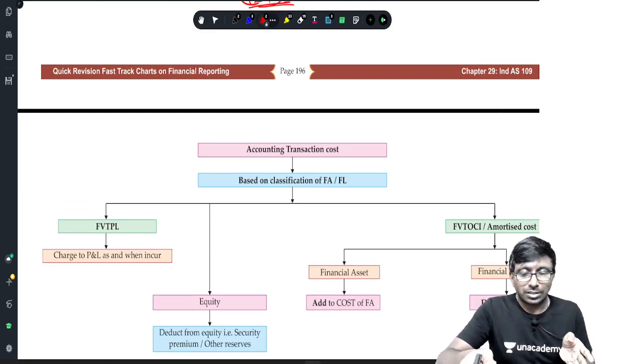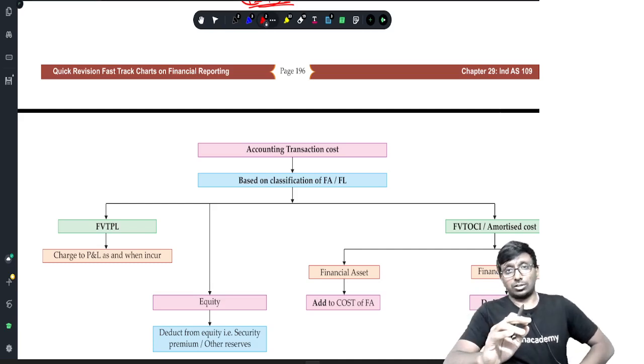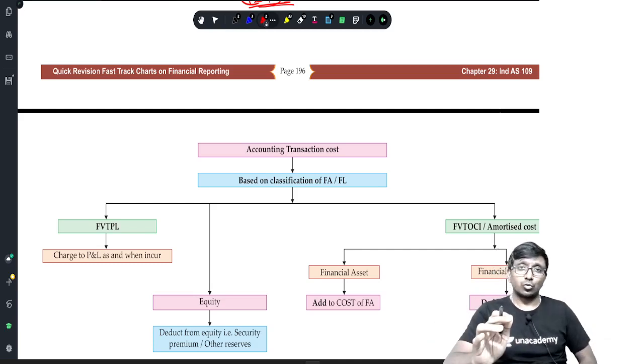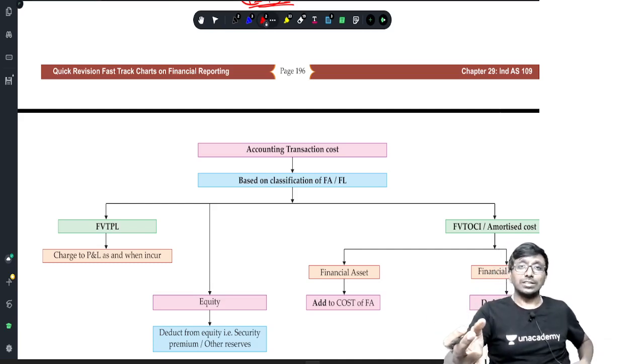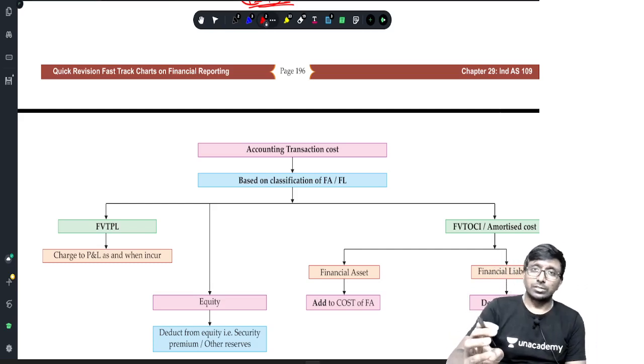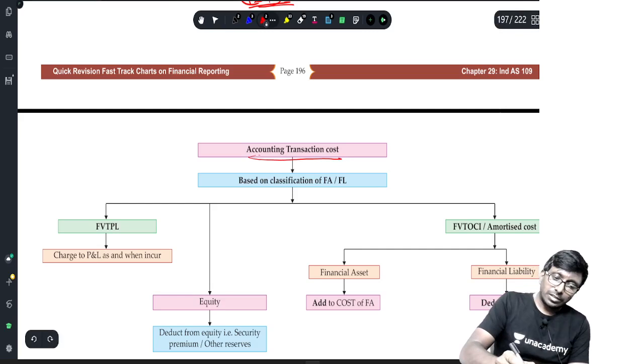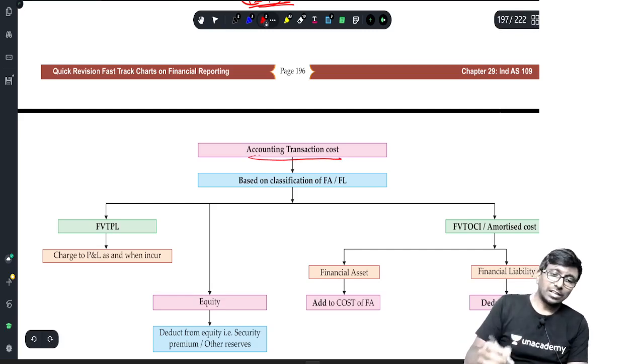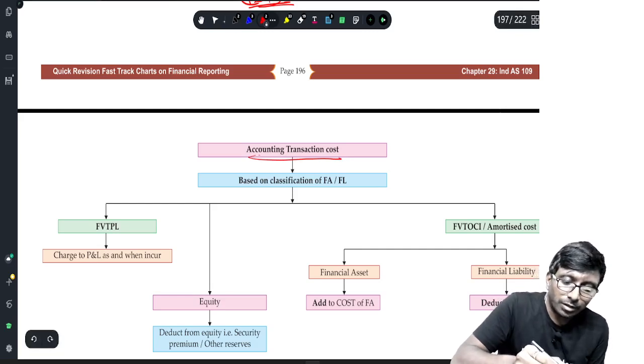In accounting for transaction cost, what is transaction cost? We said that it is a brokerage, it is a commission, and these are all the things that are included.